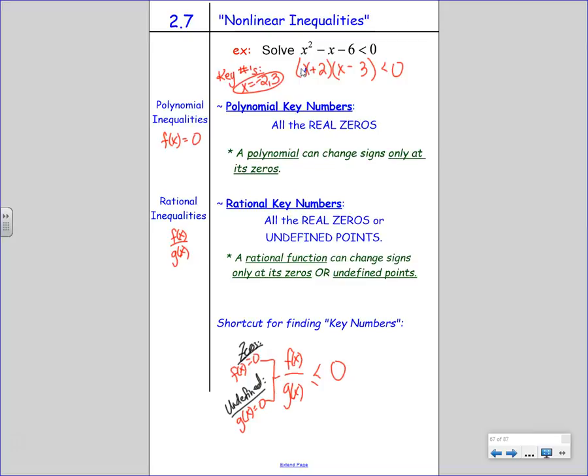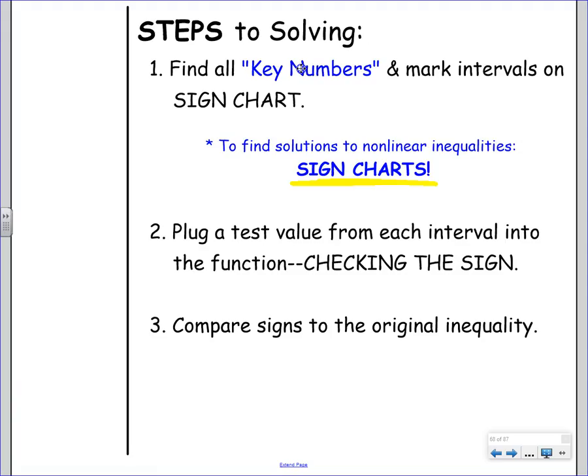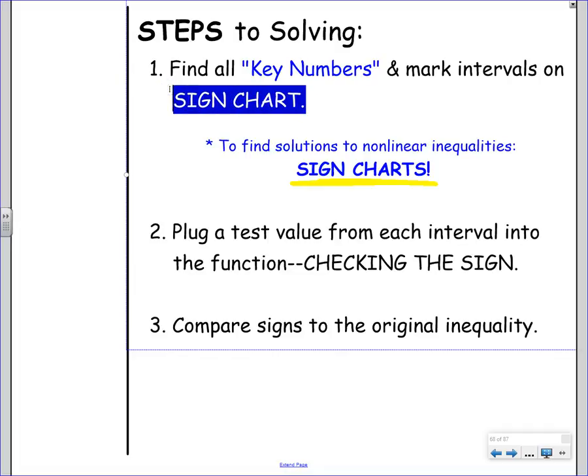Okay, you ready? Almost? What do we do with those key numbers? Well, use the following. To make this a little bit easier, we haven't really used the word sign chart this year a lot, so I'm just going to say on a number line. We need to capitalize a number line. That's not all that snazzy, is it?